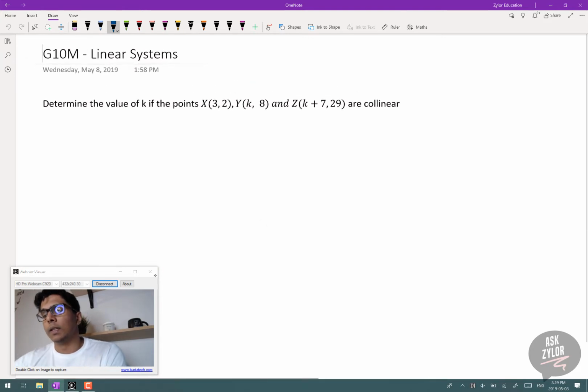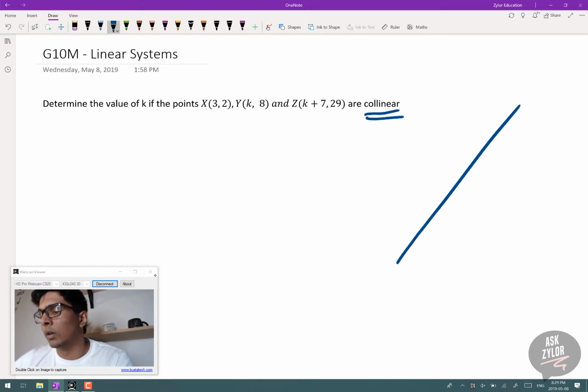So this is a grade 10 math question. It's dealing with linear systems. They're telling us to determine the value of k if there are 3 points and some of the variables are replaced with the k variable. So y and z have k instead of an x value. What we're told is that the 3 points are collinear. Collinear means that the 3 points all lie on the same line.